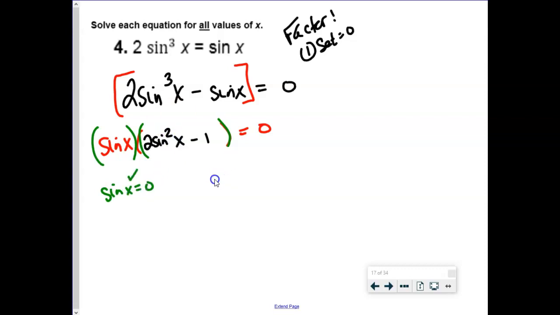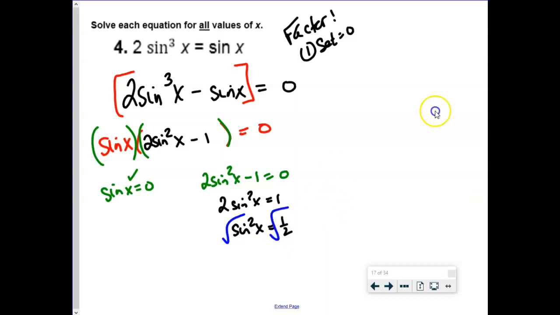This one's ready for the unit circle, but let's talk about this guy. 2 sine squared x minus 1 equals 0. Not ready for the unit circle. Gotta do some solving here. You're going to add the 1 over. You're also going to divide by 2, right? So sine squared x equals 1/2. I'm still not ready for the unit circle, guys, because sine squared is not a thing on the unit circle. Square root both sides. Daniel, it's your moment again.